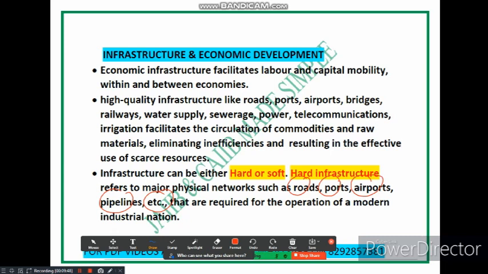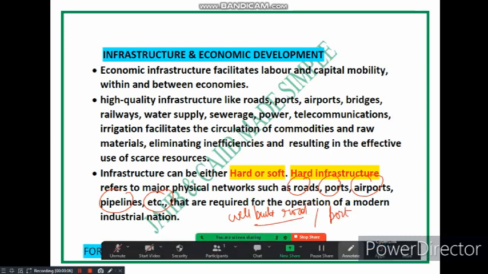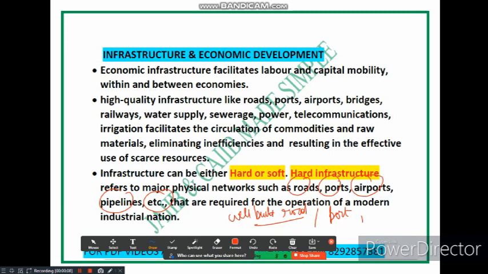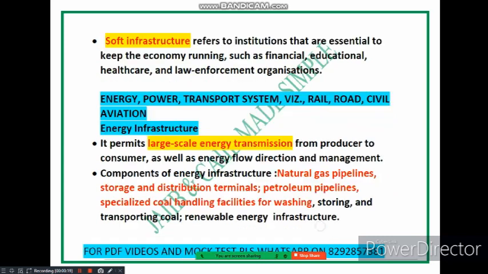Let's take an example. Suppose a country needs well built roads and well built ports. These things are needed to transport goods efficiently and facilitate trade. So this comes under hard infrastructure. Now we will discuss hard and soft infrastructure in the next part.